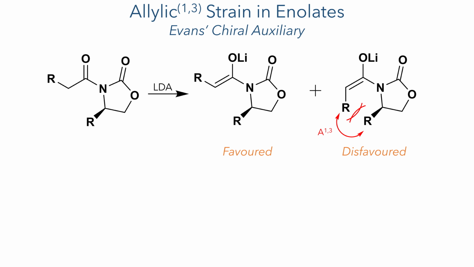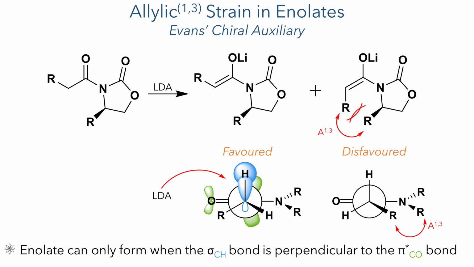It is possible to take advantage of this allylic strain in stereoselective synthesis, as is exemplified by Evans' chiral auxiliary. Reaction of the oxazolidinone with the base generates an enolate. Due to the allylic strain, only one isomer of this enolate will be generated. While at first glance it may appear that either of the protons may be deprotonated, a closer examination of the orbital requirements for deprotonation reveal that there is only one proton which is favourably deprotonated due to the stereoelectronic requirement for the carbon-hydrogen bond to be in the plane of the carbon-oxygen pi antibonding orbital.